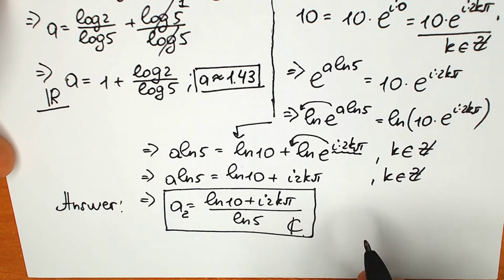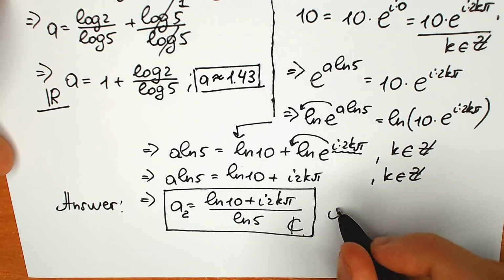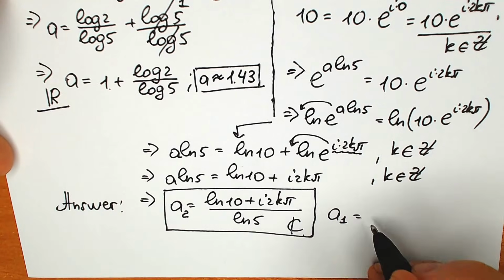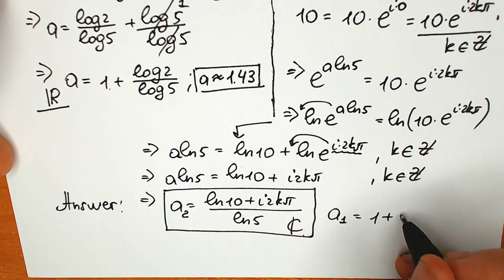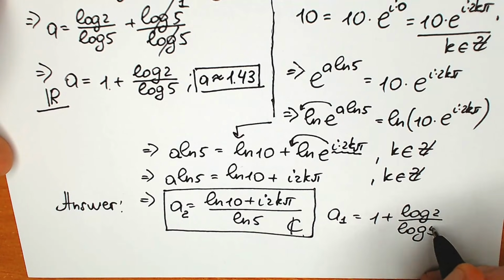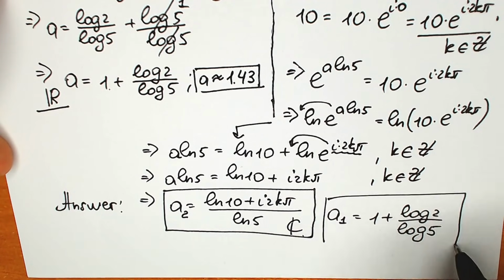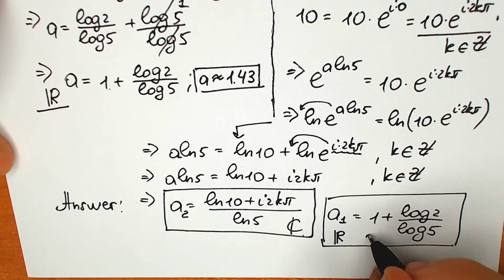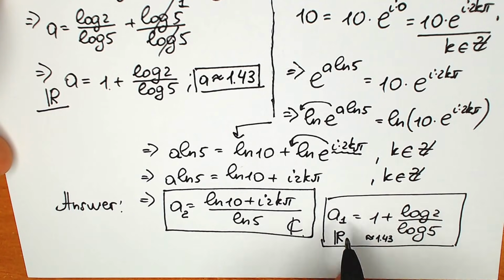Let's write it, for example, on the right side, right? So we have a first equal to 1 plus log 2 over log 5. And of course, I'm going to underline this a first as well. So this is our first root. This is our real number root. And of course, if you're interested in an approximate answer, it is approximately equal to 1.43. So this is our answer in terms of real numbers.